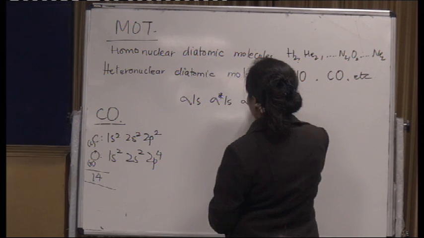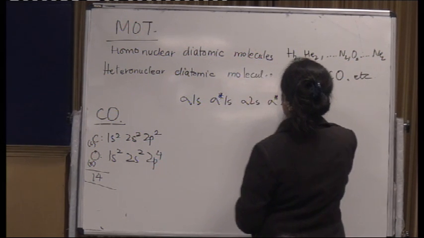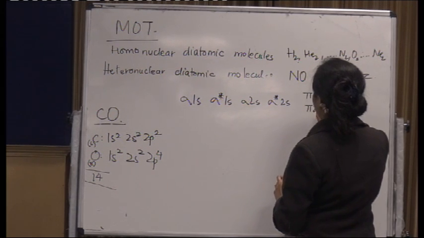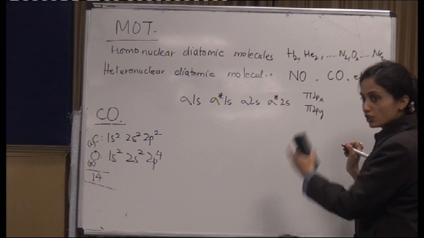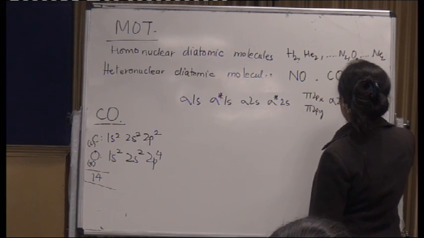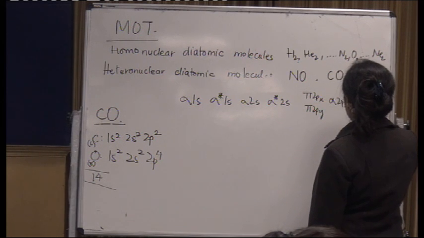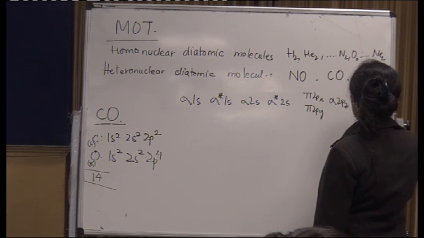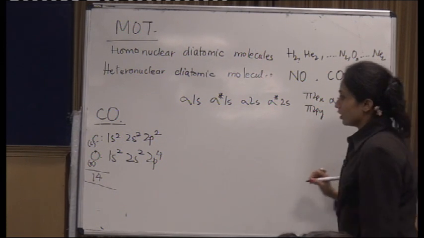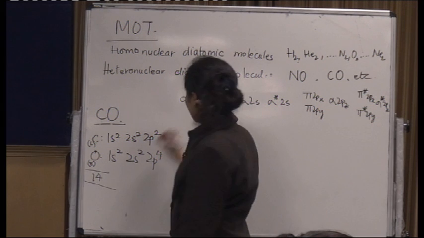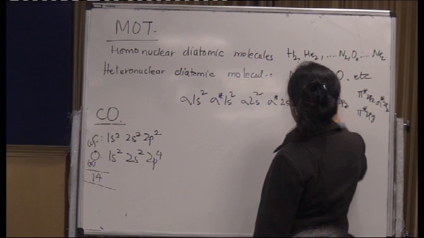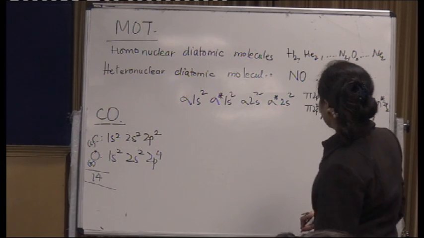It will be sigma 2s, sigma star 2s. Then you will have pi 2px, pi 2py. I am writing them together because these two are degenerate. Then you have sigma 2pz. Then you have pi star 2px, pi star 2py, and you have sigma star 2pz. What are the total number of electrons? 14. So it will be the same: 2, 4, 6, 8, 10, 12, 14.